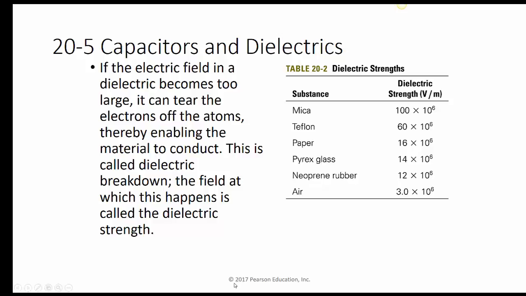If the electric field in a dielectric becomes too large, it can tear the electrons off the atoms, thereby enabling the material to actually conduct. So this is called a dielectric breakdown. And the field at which this happens is called the dielectric strength. So this tells you basically the limits of these particular common dielectric materials. Because you don't want them to conduct. You want them to promote charge storage, not to conduct the charge off of the capacitor.